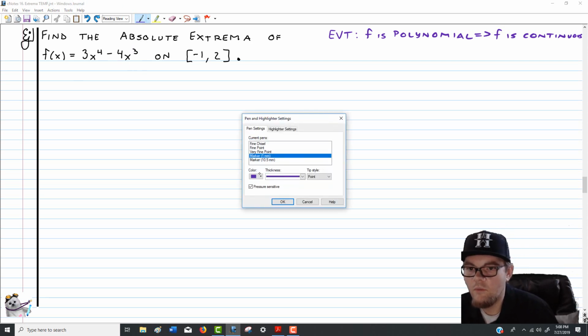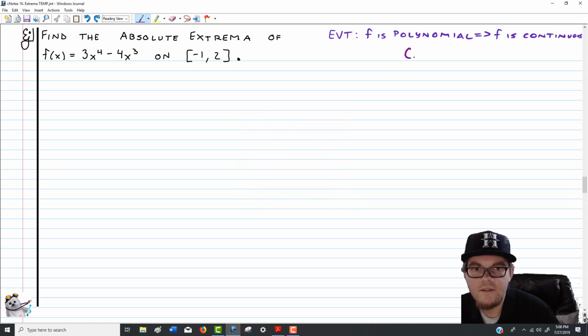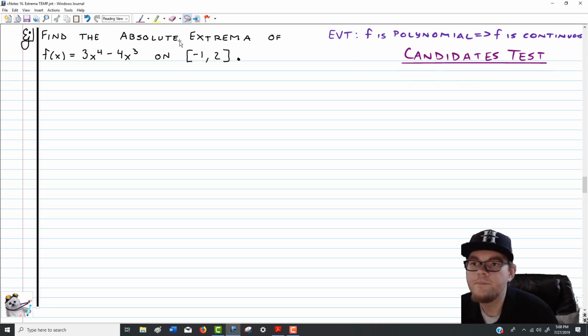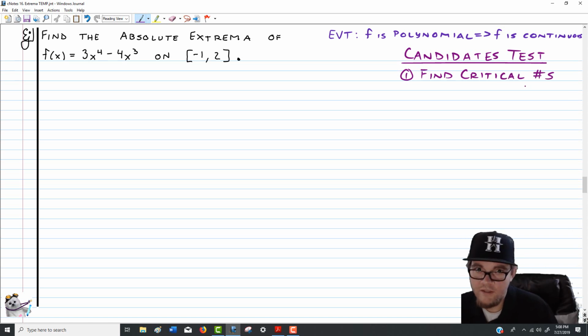Now, once again, as I said, we're going to perform the candidates test. And the candidates test itself involves some steps. So I'm going to go ahead and list out the steps here just to help you organize your thinking. But again, I think this will become second nature for you. It's a really essential skill in the course. So the first thing you're going to do is to locate all critical numbers. And the reason I say that is because we want to find where those relative extrema actually occur, because each of those could potentially be the absolute maximum or absolute minimum.